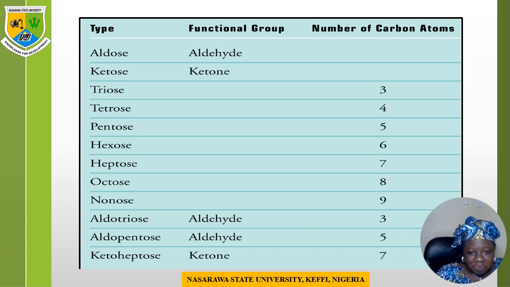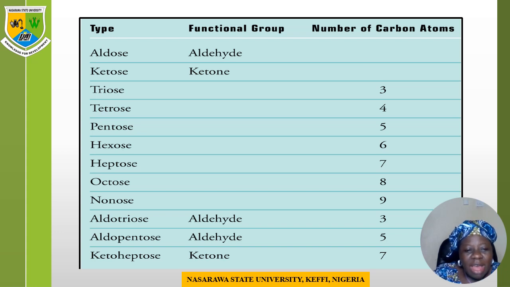So this is a table that has been put together with three major subheadings: type, functional group, number of carbon atoms. So if it is an aldose, the functional group is aldehyde. Remember the functional group. If it is a ketose, it is a ketone. So we can have type a triose, meaning the number of carbon atoms is 3, and like that.